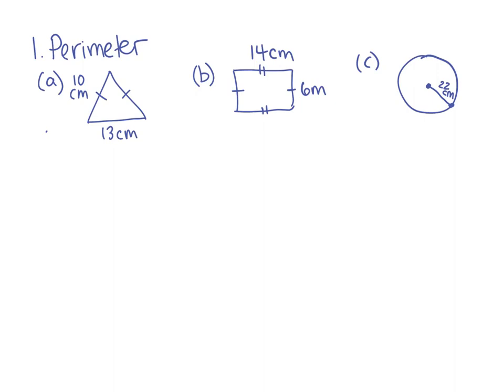So to find the perimeter of this triangle, first it's helpful to know that these lines here indicate that those two sides are the same length. So this side's also 10 centimeters. So to find the perimeter of that shape, we just add up all the sides. Perimeter is 10 plus 10 plus 13. So the perimeter is 33 centimeters.